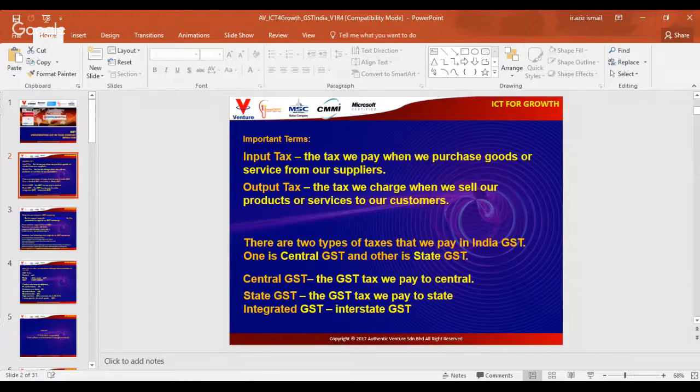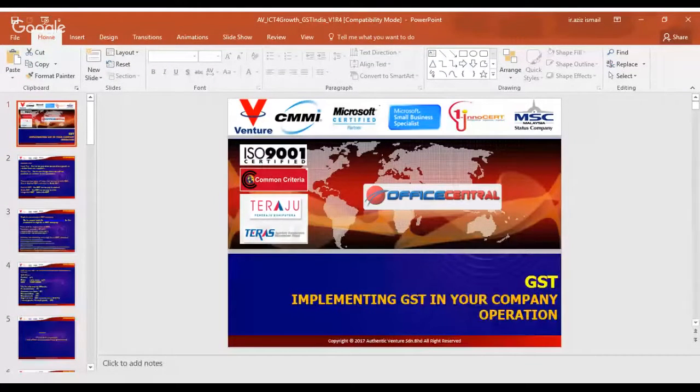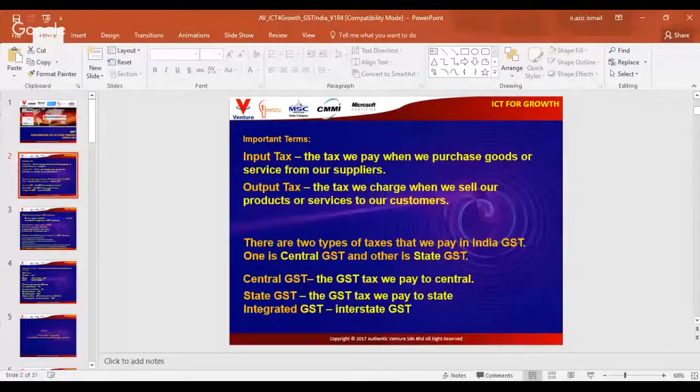In India, there are two types of GST. One is central GST, and the other one is the state GST. Central GST is the GST tax that we pay to the central government, and the state GST is the GST tax that we pay to the states. There are various states in India. And if you are doing business from one state to another state, then you'll pay the integrated GST or IGST.